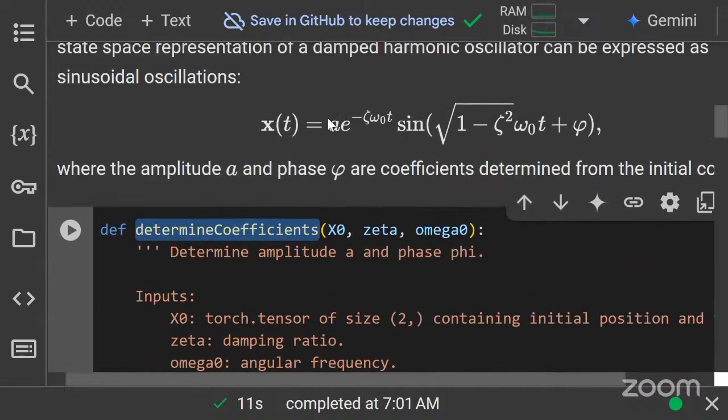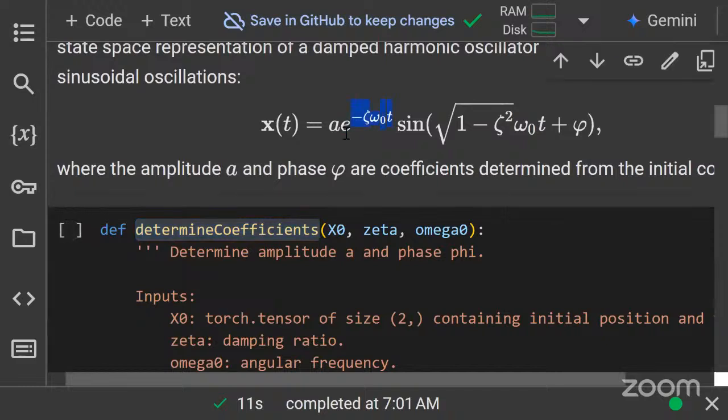If you look at the ground truth, we have A times an exponential of something times a sine wave, right? A is the amplitude. If you have a bigger A, you have, in general, a larger vibration; if you have a smaller A, you have a smaller vibration. And that amplitude will decay, so exponential of negative of something times t, so it'll go down, right? And then we have the sine wave.